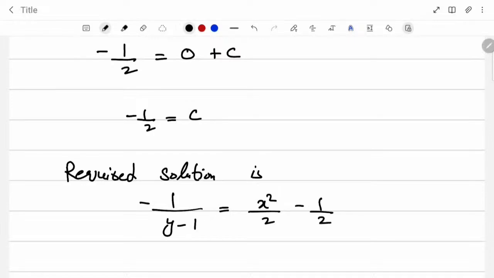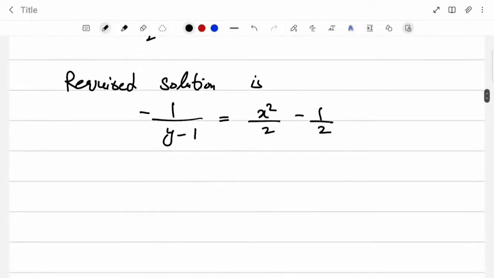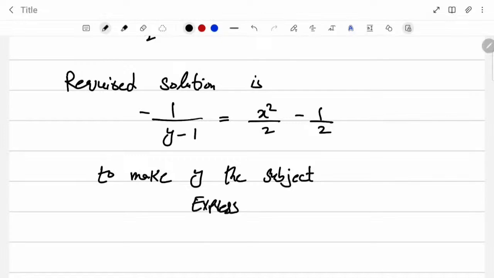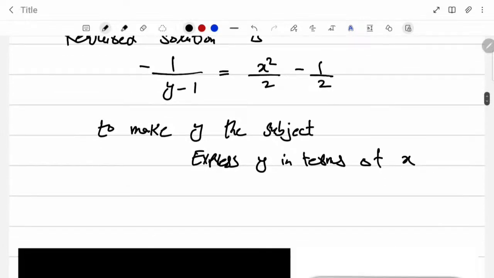But there we need to be very careful, because sometimes they want us to make y the subject, or they can write express y in terms of x. So what we need to do in that particular case is adjust this. So minus 1 over (y minus 1) equals (x squared minus 1) over 2. I'm making an LCM because the denominators are the same, so I'm merging them.